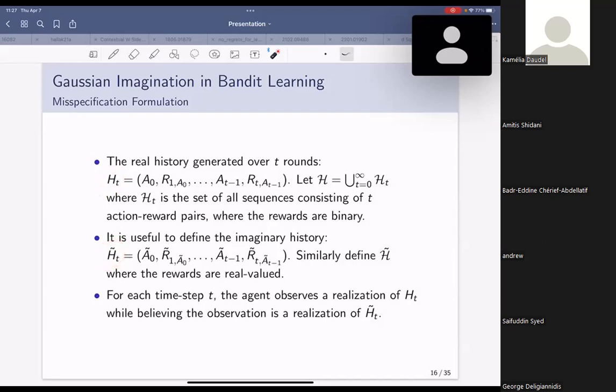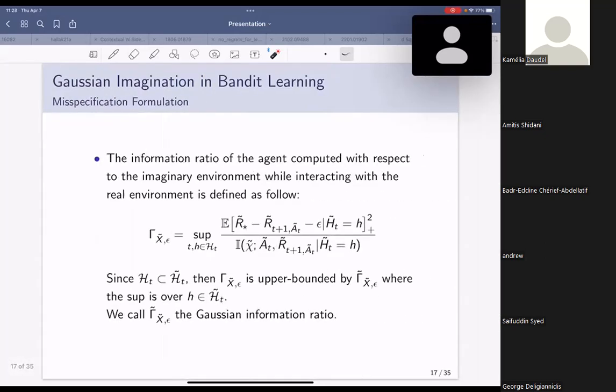And in this specific case, H t is a subset of H tilde because the rewards here are binary, 0 or 1. Not super realistic, because after having seen two observations, you're like, oh, it's 0, 1. How can it be a real value? Yeah, so here H t is a subset of H tilde.